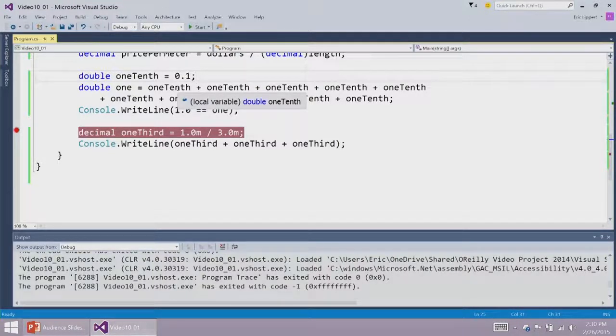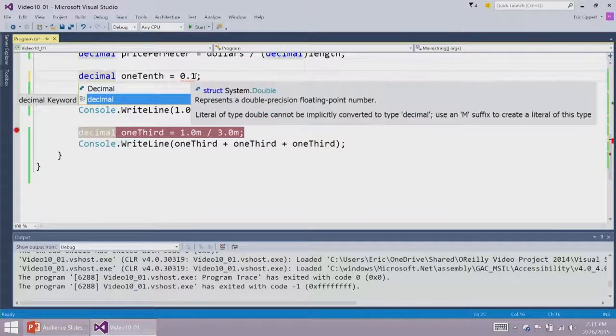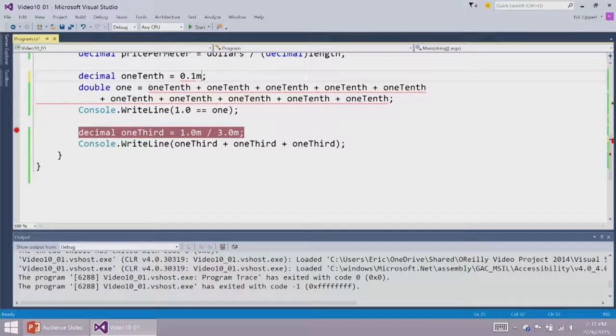But if we were doing a financial calculation here, it would be very strange to add 10 dimes together and get something that was not exactly 1. If we did this same computation in decimals, we would find out, and let's actually try it, that we do get exactly 1. So we can say that this is a decimal, change that to a decimal literal, change this to a decimal.